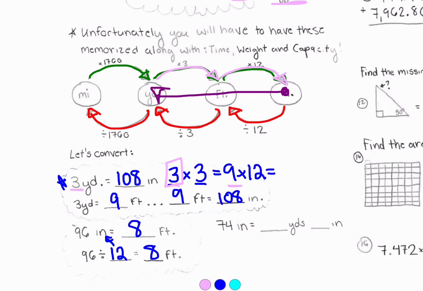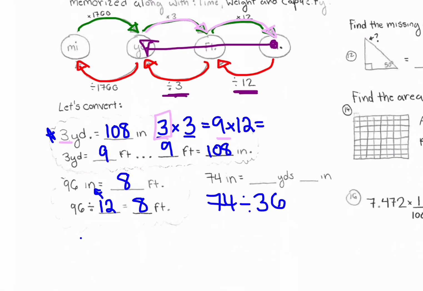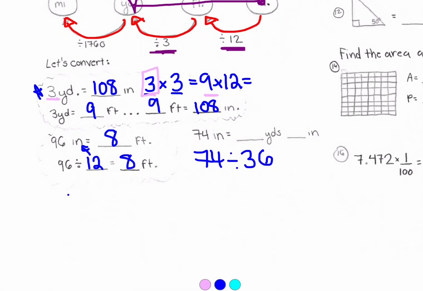Well, if I'm going from inches to yards, I'm going to have to divide. If there is 12 inches in 1 foot and there is 3 feet in 1 yard, that means I'm going to have to divide 74 by 36. The reason is that there's 36 inches in 1 yard, so I have to divide by that. And unfortunately, that's not going to work out perfectly, and you can't have decimals with customary units.